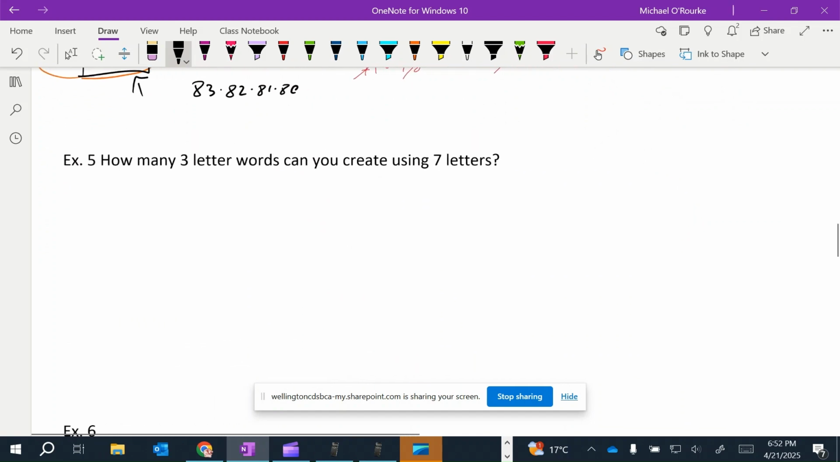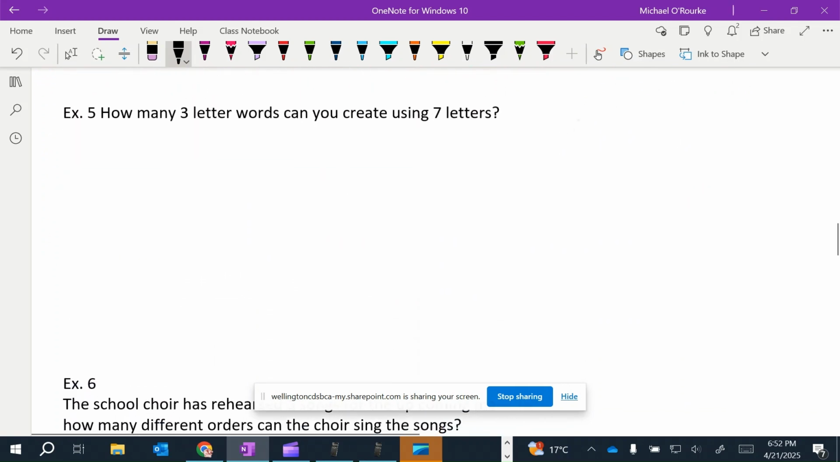So let's use this one here, for example. You're not going to get a wrong answer if you don't do it. So how many three-letter words can you create using 7 letters? Let's say we have A, B, C, D, E, F, and G. Now, we're going to say any combination is a word. So let's draw 3 lines.